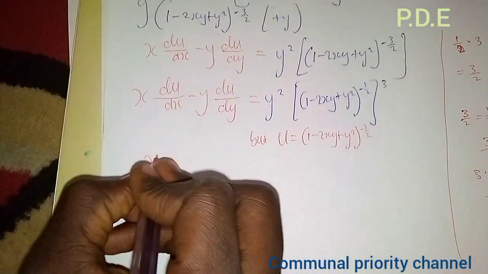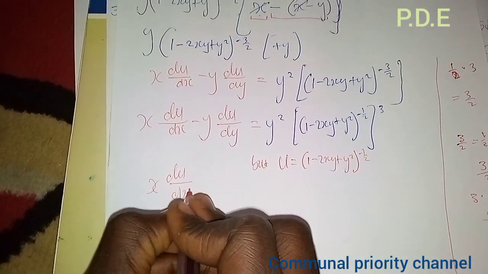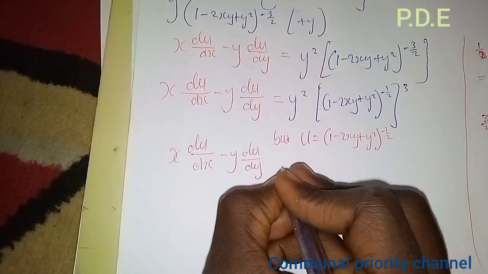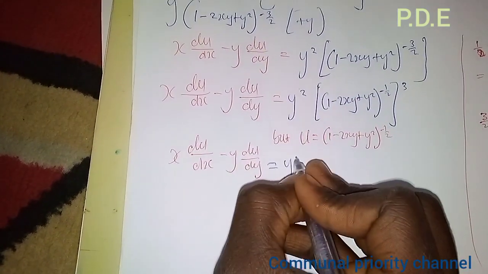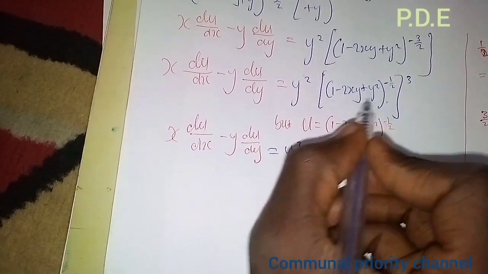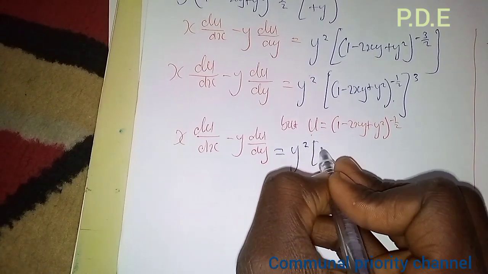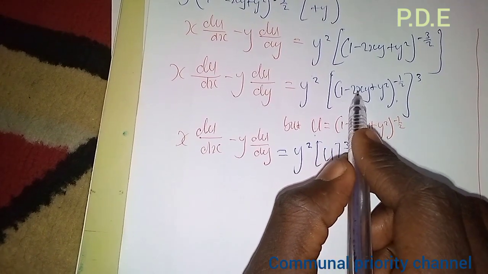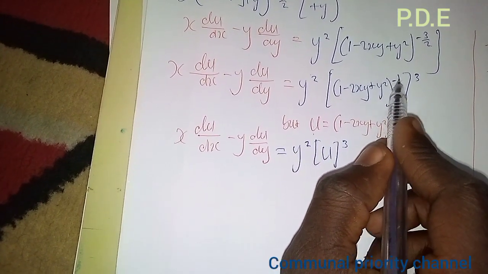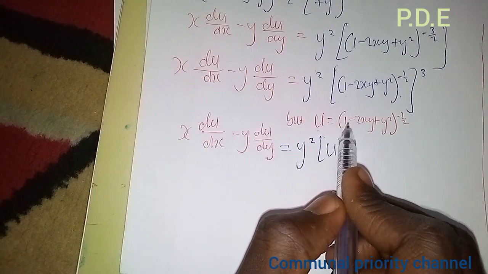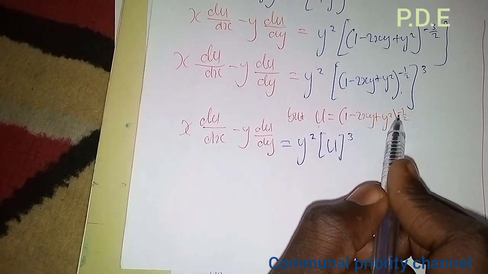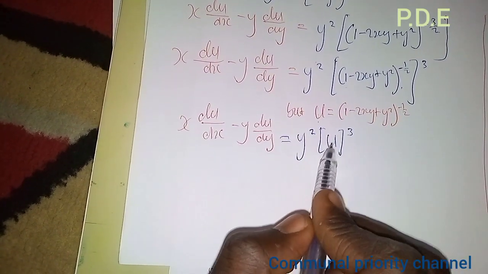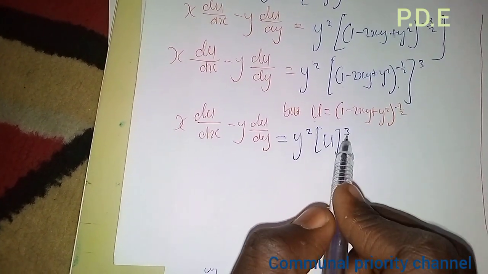So therefore now our x du over dx minus y du over dy will be equal to, put your y square, the whole of this bracket we say is equal to this u. Therefore this will be u close bracket cube. Because don't forget, we have 1 minus 2xy plus y square to the power of minus 1 over 2, and this u is equal to the same. So simply we can replace this value with this u, and we replace it here. And this cube is outside the bracket, so we put our cube outside the bracket.